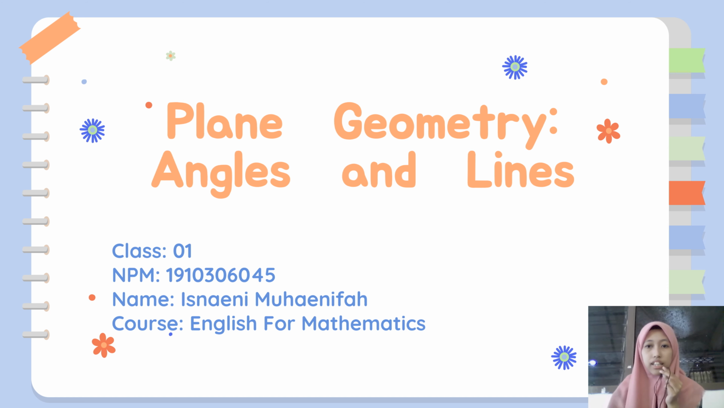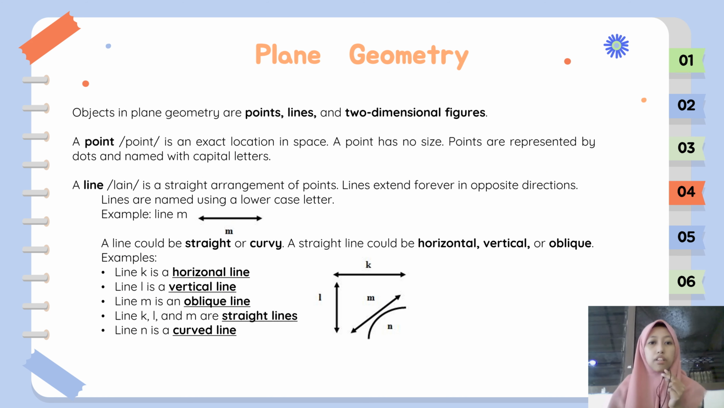Okay, next slide is about material. Plane geometry. Objects in plane geometry are point, line, and two-dimensional figures. A point is an exact location in space. A point has no size. Points are represented by dots, and named with capital letters.